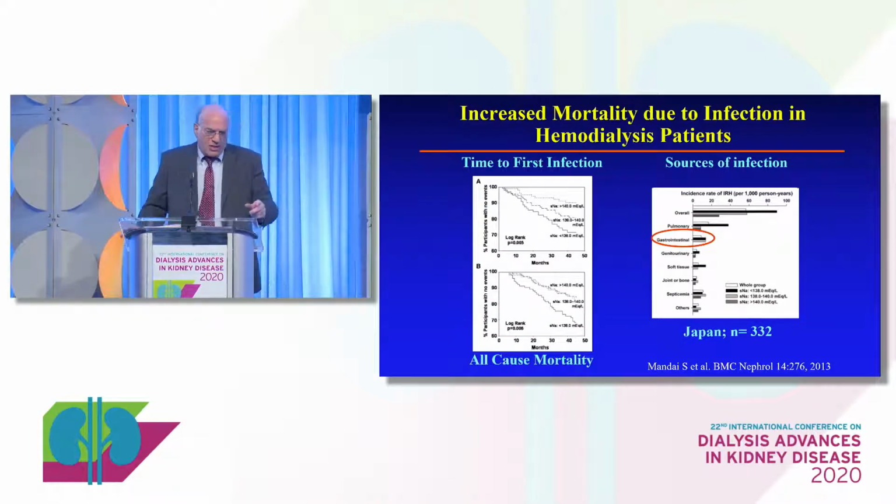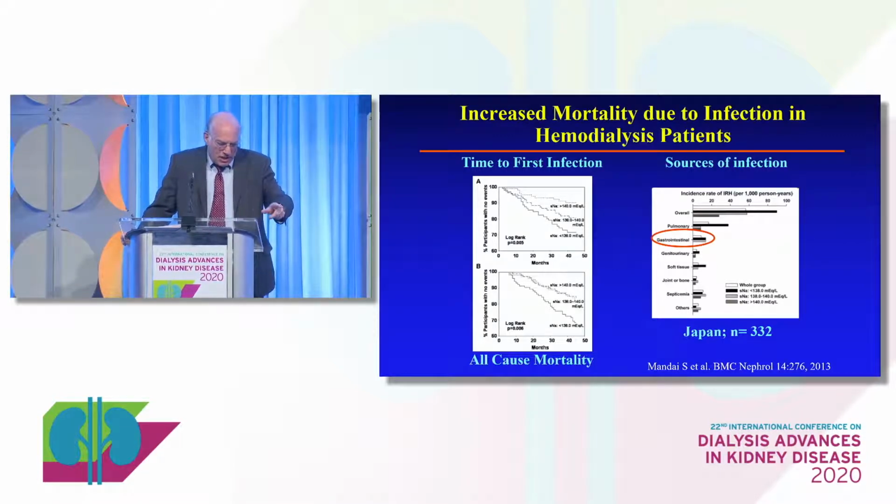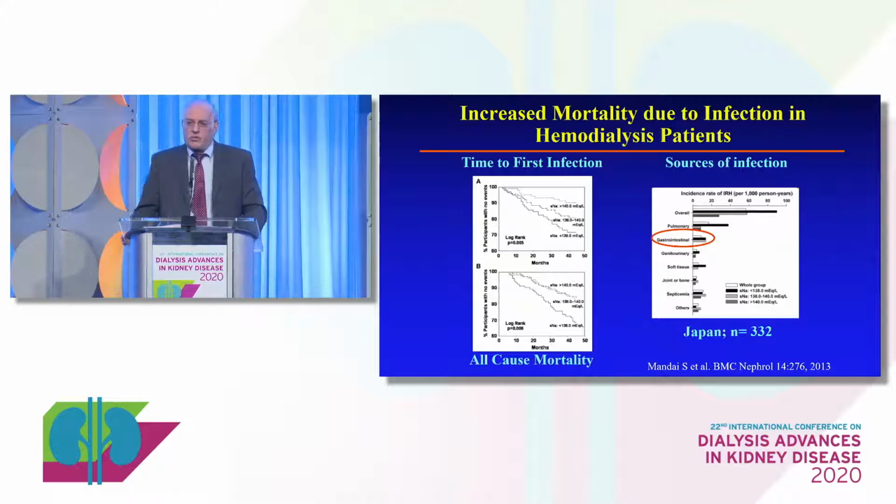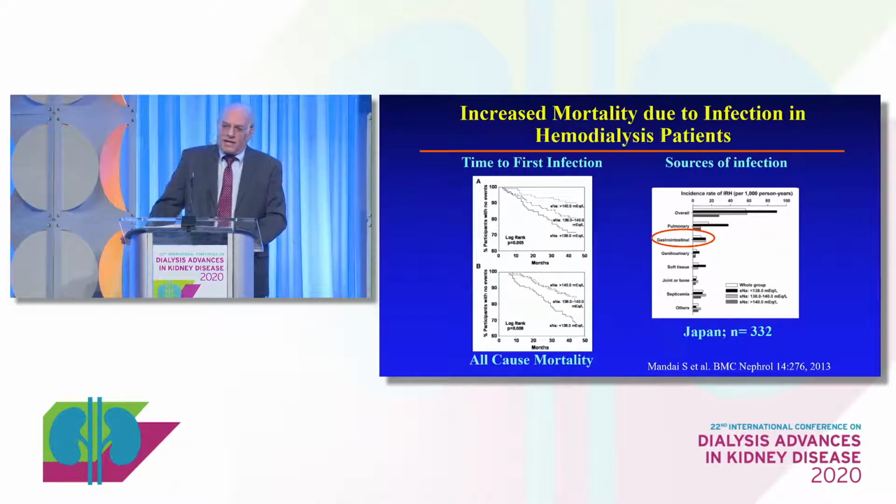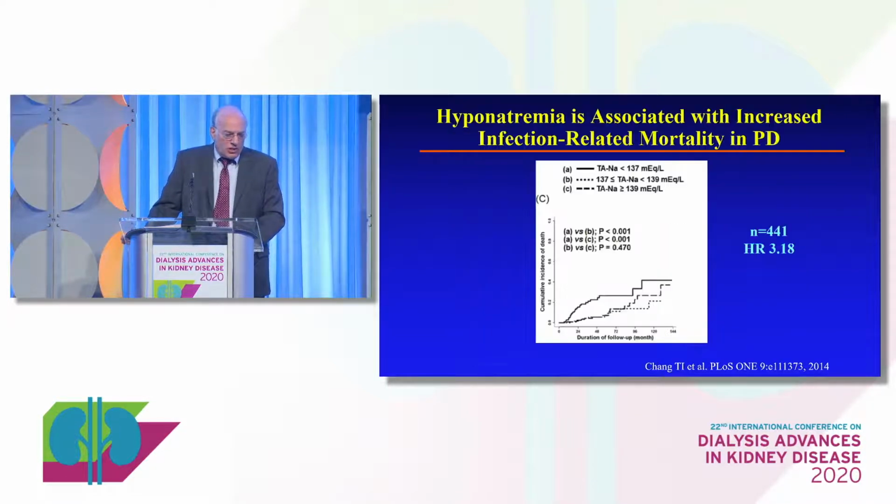Here you can see that in hemo patients, this is the only hemo slide that I'm showing you, there is indeed an increase in infection. Time to first infection is shortened, and as you can see in the right-hand panel, some of that infection is gastrointestinal, even in the hemodialysis patients. So what relationship is there between sodium and mortality in PD? Increased infection-related mortality in the hyponatremic patients.